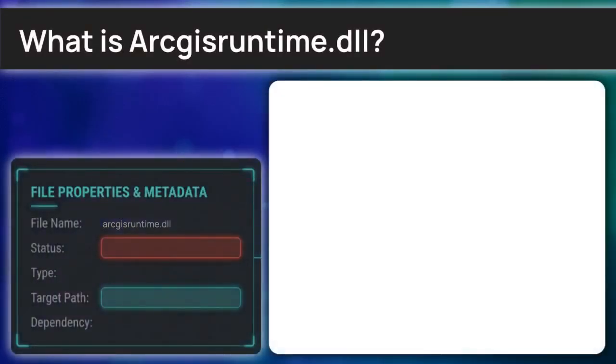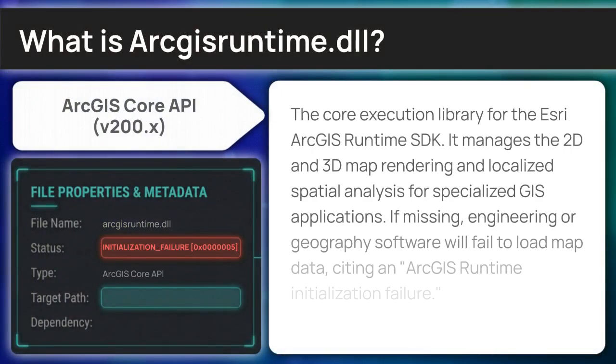This is the ArcGIS Runtime Library, the core execution library for the Esri ArcGIS Runtime SDK. It manages the 2D and 3D map rendering and localized spatial analysis for specialized GIS applications. If missing, engineering or geography software will fail to load map data, citing an ArcGIS runtime initialization failure.